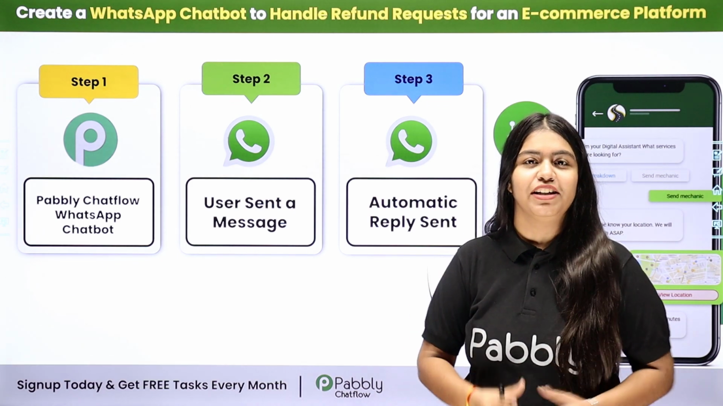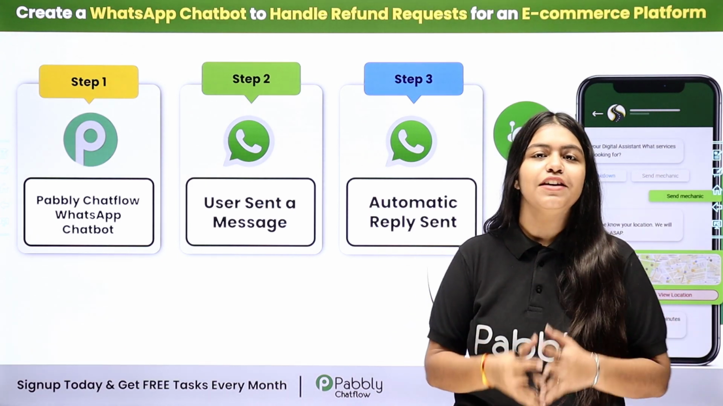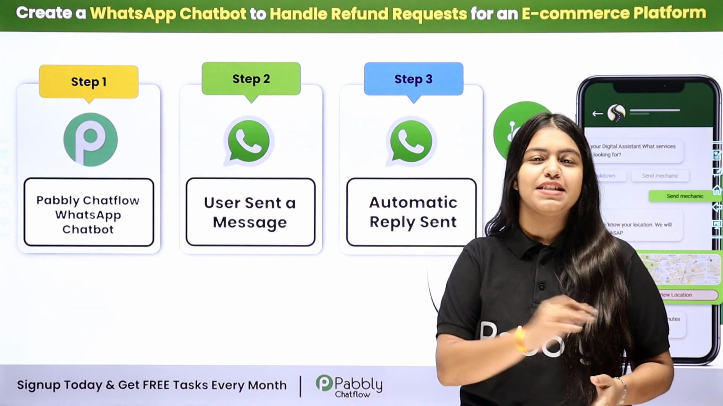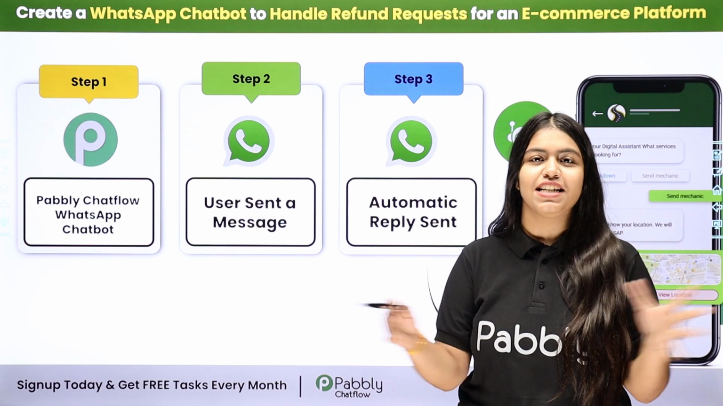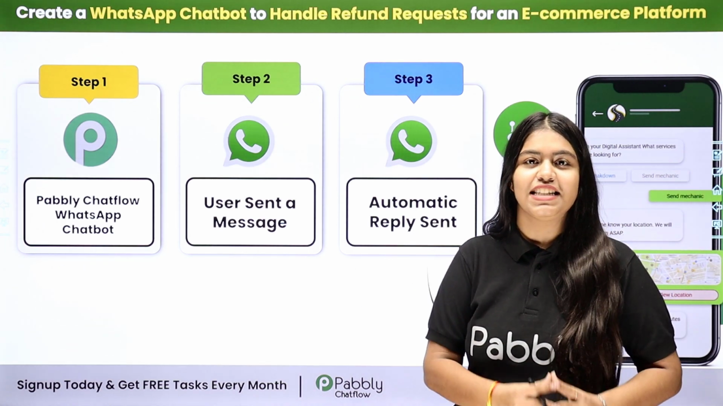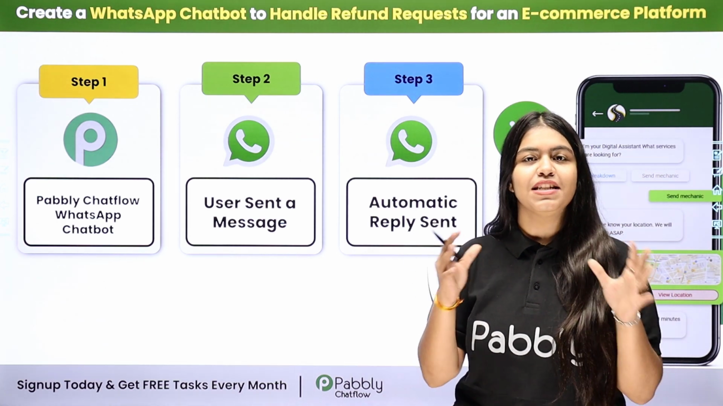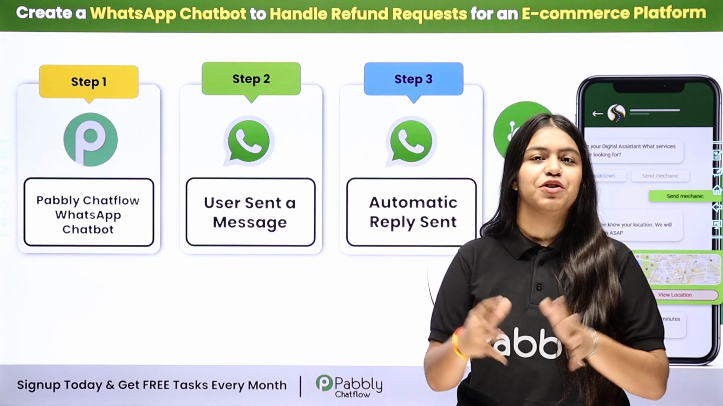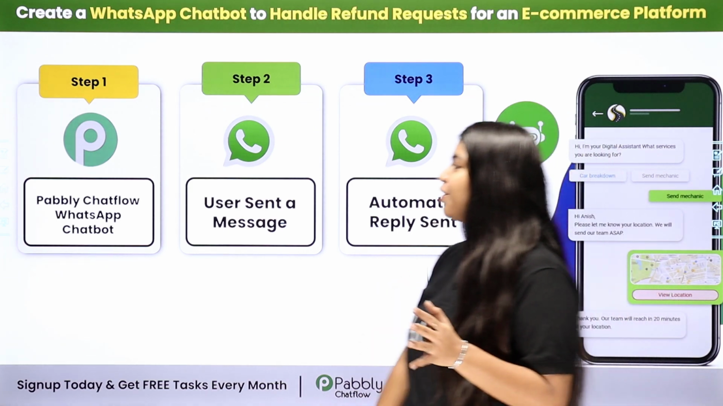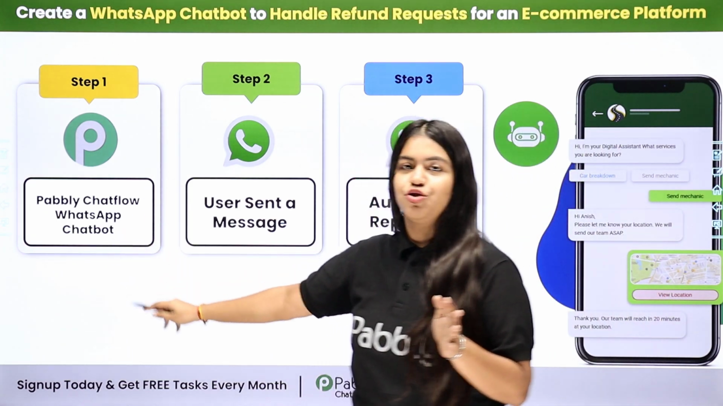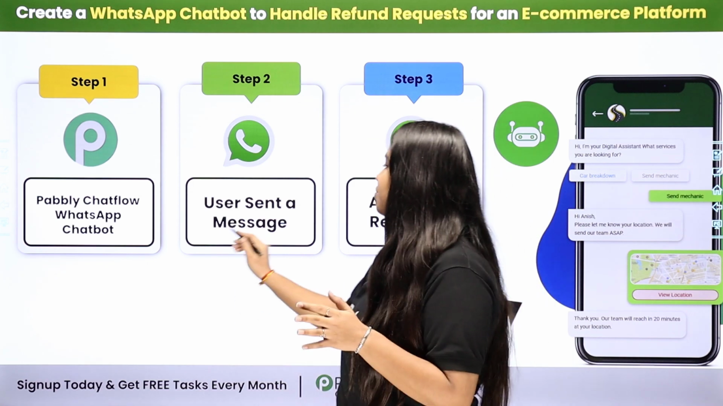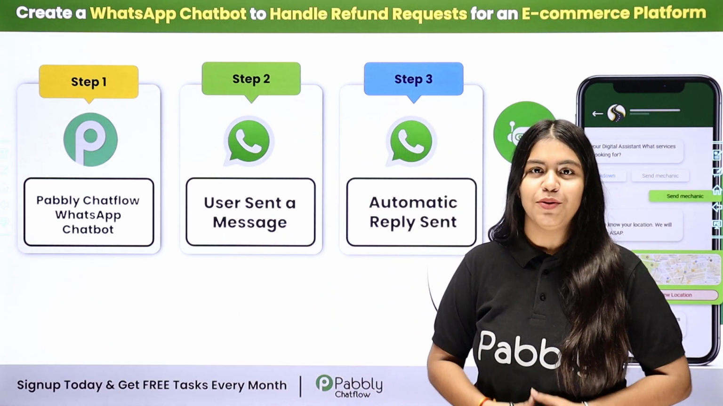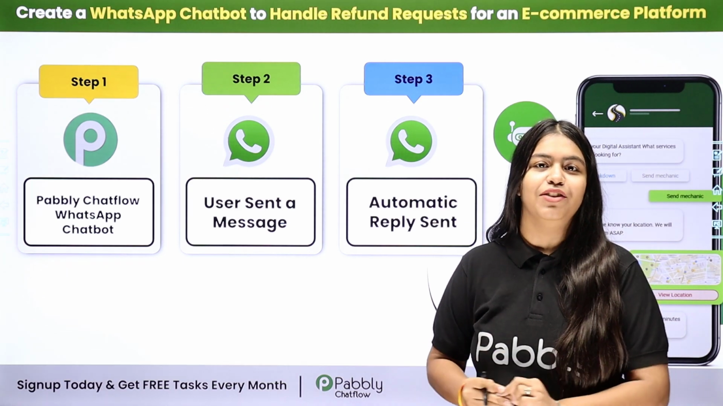So over here I'm also running an e-commerce platform, and regularly we receive refund requests on WhatsApp, but replying to those same WhatsApp messages over and over again is such a time consuming and tedious task. So to solve this problem, I've simply created a WhatsApp chatbot using Pabbly Chatflow. And now what is going to happen is that as soon as we create a Pabbly Chatflow WhatsApp chatbot, automatically when my user sends me a message, an automatic reply would be sent to my user, that too without any manual intervention.